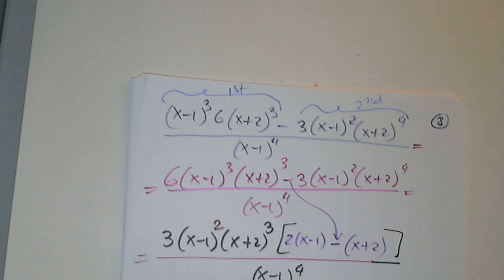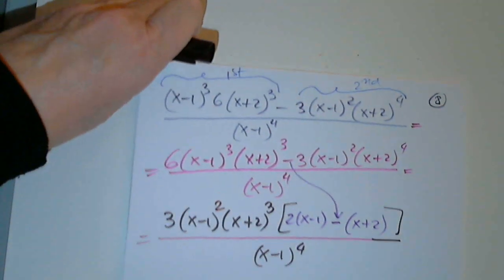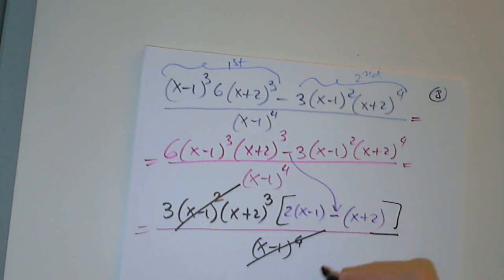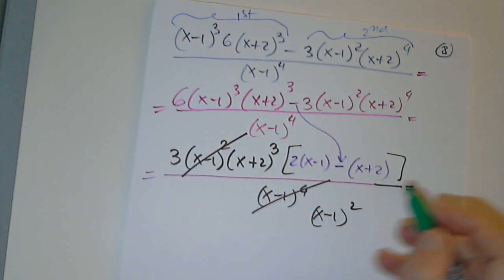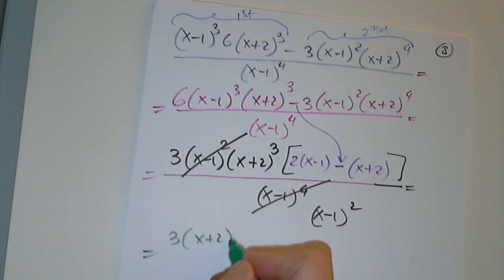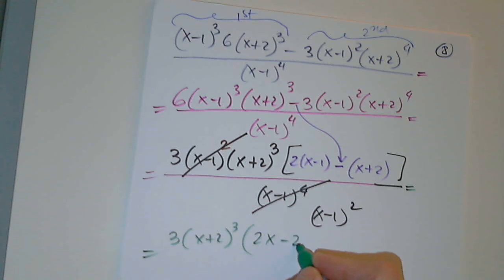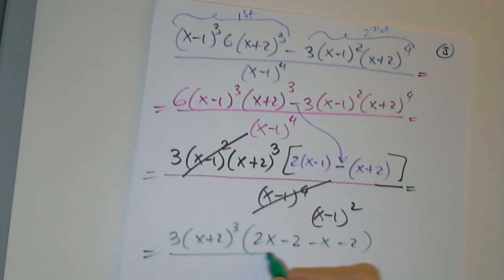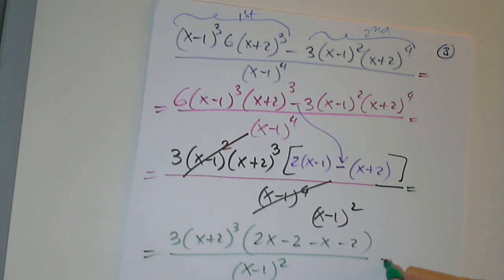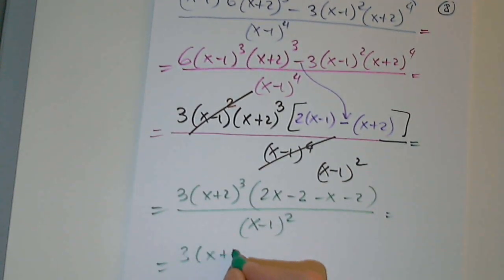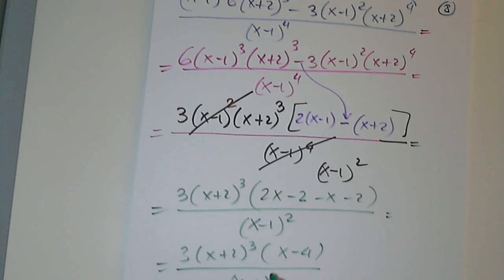Okay, perfect. So at this point, only at this point, I can do this. Take away 2 factors of x minus 1 from the top and respectively 2 factors of x minus 1 from the denominator. So then the final simplified form will be 3 times x plus 2 cubed. In brackets, I have to remove everything. So I have 2x minus 2 minus x minus 2 over x minus 1 squared. So this will be 3 times x plus 2 cubed over x minus 1 squared times x minus 4.